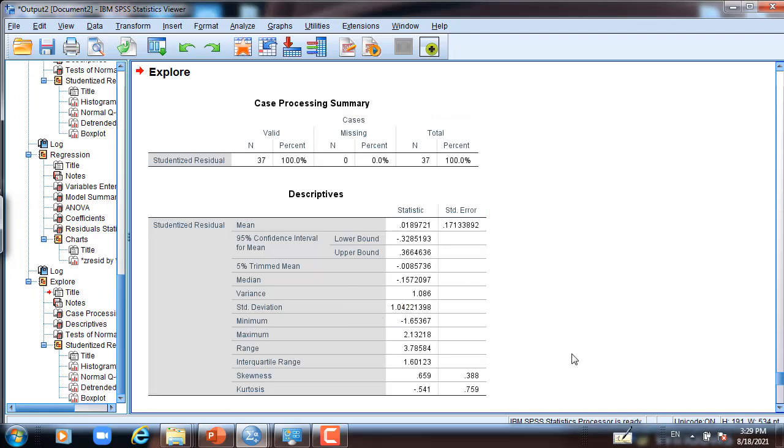So what we have here, we have the skewness and kurtosis in the descriptives, and if we divide the statistic for skewness by the standard error of skewness and the result is between minus 1.96 and plus 1.96, it means that the residuals are normally distributed. But otherwise, the residuals are not normally distributed. So this is one test for skewness and kurtosis: divide the statistic for each one by the standard error.